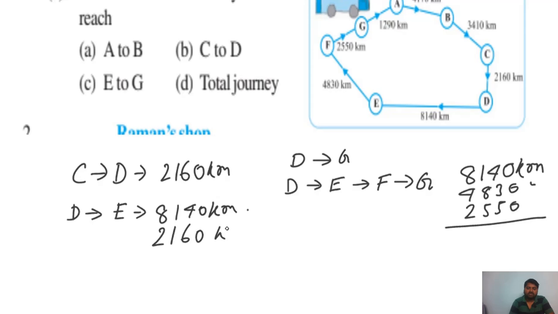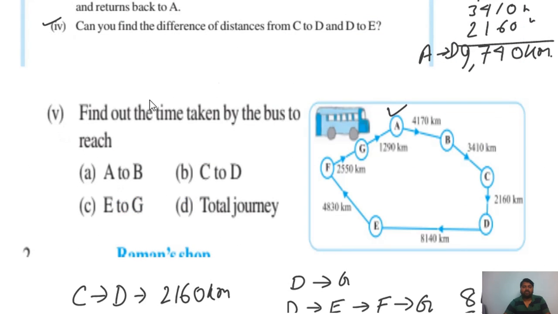So this is bigger, so we subtract 2,160 kilometer from it. Doing the subtraction digit by digit, we get 5,980. This is the difference in kilometer between C to D and D to E. Okay, next we solve problem 5.